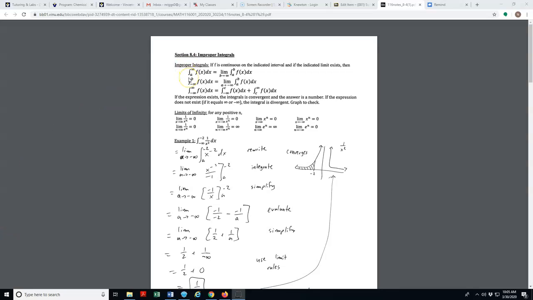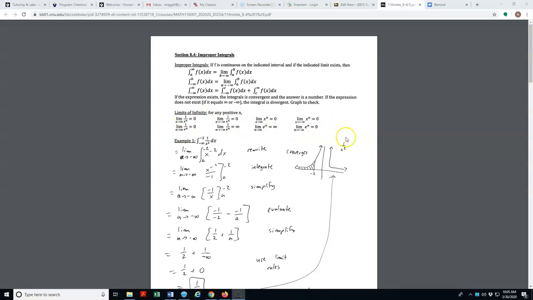Now my first step is basically a rewrite. We don't like to have either that infinity or negative infinity written there, so we are going to instead rewrite it as the limit, for example, as b approaches infinity, and then I'll put that b there instead of infinity.